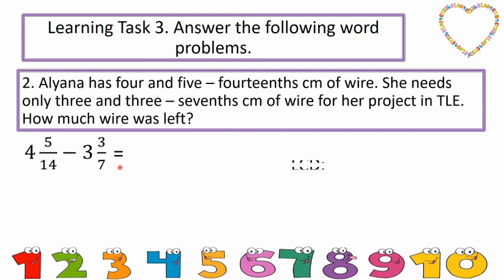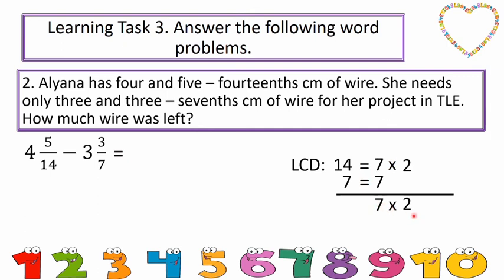So get the LCD. We have 14 and 7. So 14 is equal to 7 times 2. Then we have 7, so it's already prime, so we just write 7. Take note, we just align those similar factors. So bring down 7 times 2. So 7 times 2 is equal to 14. So 14 will be the LCD. So we rewrite it having the same denominator.